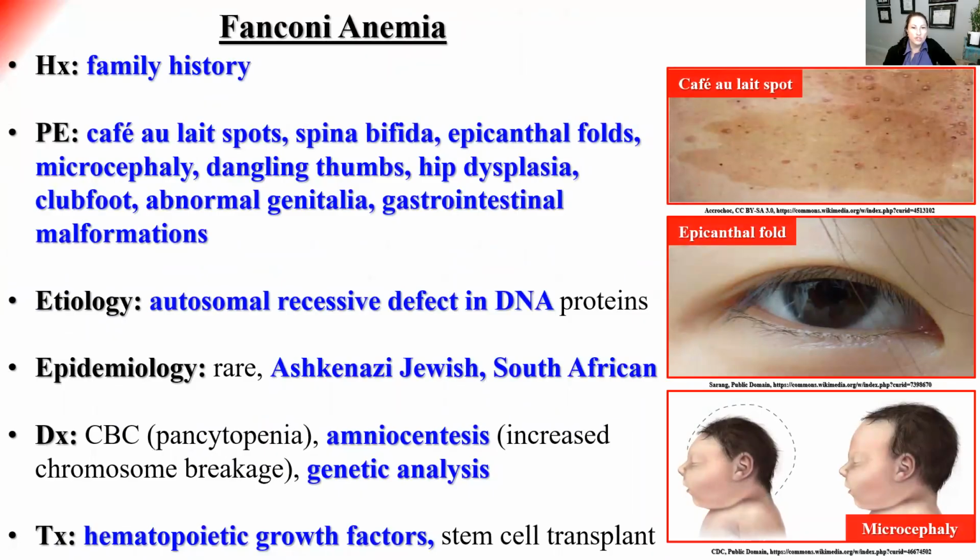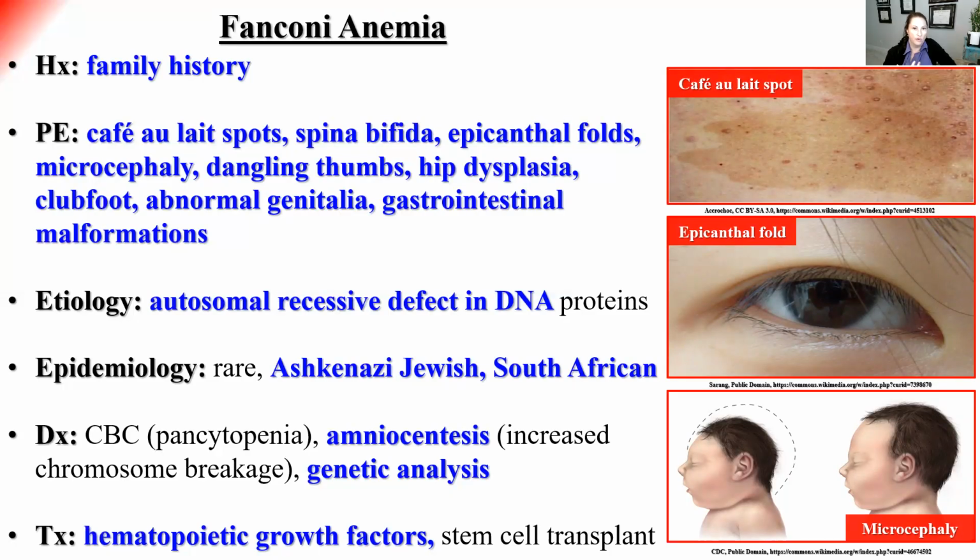Fanconi anemia. I mentioned this one when we were talking about congenital forms of aplastic anemia. In Fanconi anemia, this is an autosomal recessive defect in a lot of the DNA proteins. So there's a lot going on with this. It's not just the anemia for this one. We're looking for a family history in this because we know it's genetically inherited, and it's much more common in Ashkenazi Jewish populations and South African populations because of their ethnicity.